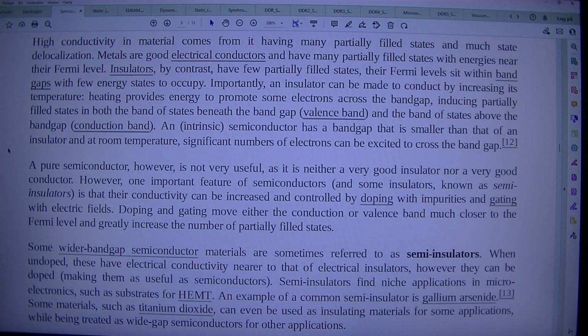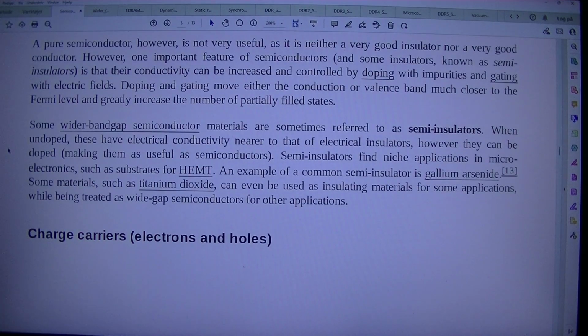A pure semiconductor, however, is not very useful, as it is neither a very good insulator nor a very good conductor. However, one important feature of semiconductors, and some insulators, known as semi-insulators, is that their conductivity can be increased and controlled by doping with impurities and gating with electric fields. Doping and gating move either the conduction or valence band much closer to the Fermi level and greatly increase the number of partially filled states.